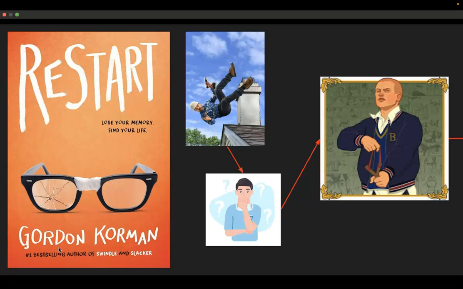It's called Restart by Gordon Korman. It's a book I read back in middle school. But this boy named Chase falls off of his roof and forgets who he is. He's diagnosed with retrograde amnesia, and he spends time trying to figure out who he is.